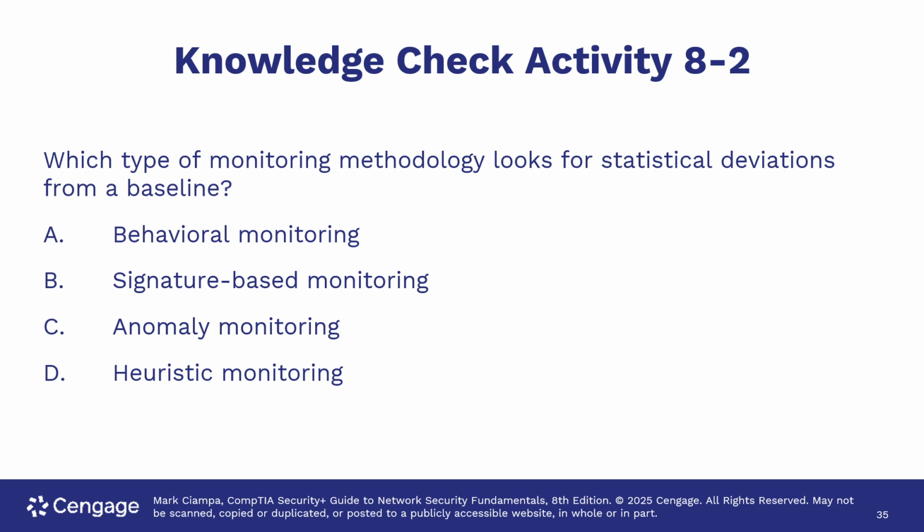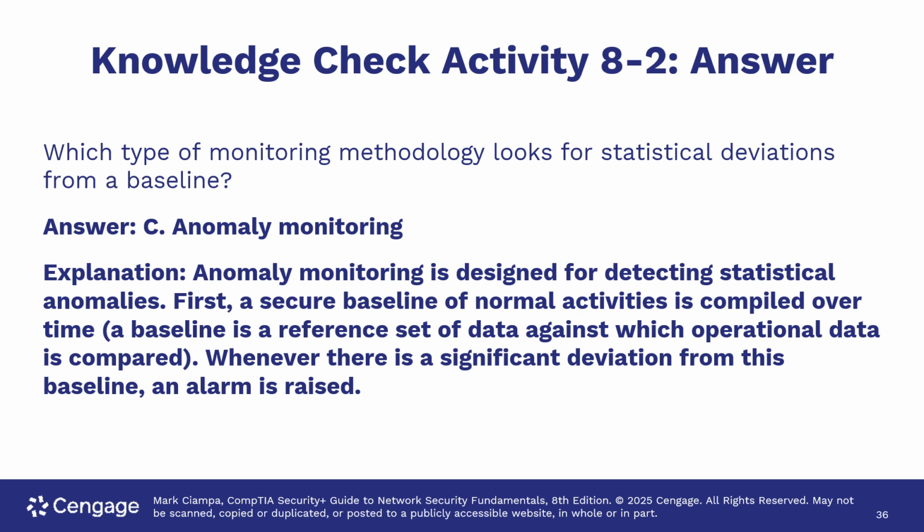Well, if you were to become familiar with each of these, you'd find out it's your anomaly monitoring, number C. Anomaly monitoring is designed for detecting statistical anomalies. First, a secure baseline of normal activities is compiled over a time as a reference, against which operational data then is compared. Whenever there's a significant deviation from this baseline, an alarm is raised.